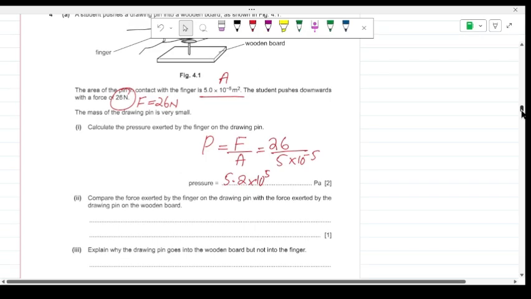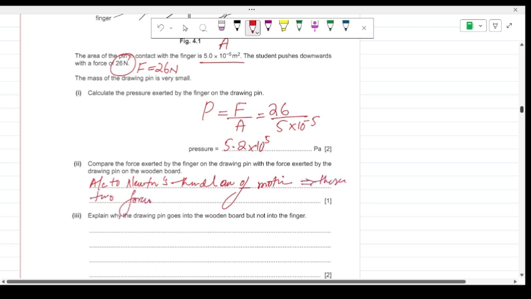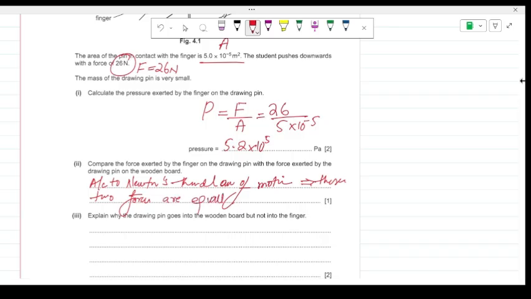So moving on, compare the force exerted by the finger on the pen with the force exerted by the drawing pen on the wooden board. The force exerted by the finger on the drawing pen will be equal to the force exerted by the drawing pen on the wooden board, because according to Newton's third law of motion, these two forces are equal.